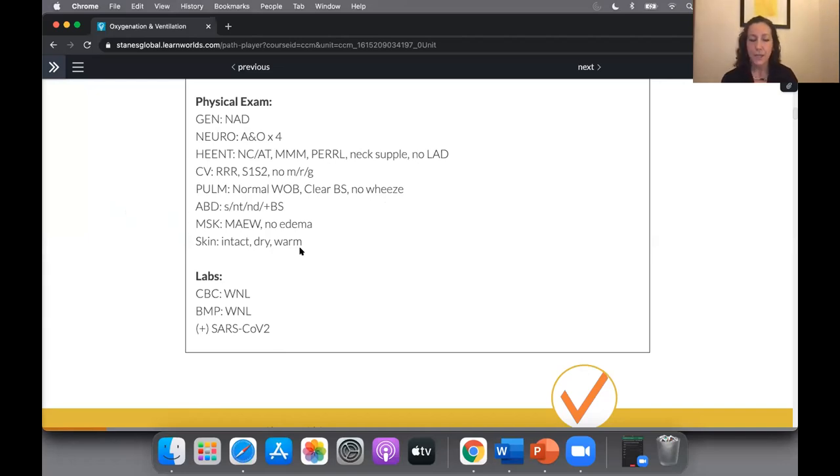Some investigations are sent. We call this a CBC, which is a complete blood count. I believe that many of you also call it a full blood count. And that is found to be within normal limits. The BMP is our basic metabolic profile, also called a Chem 7. And that's also within normal limits on this patient. The positive lab that's significant is SARS-CoV-2.